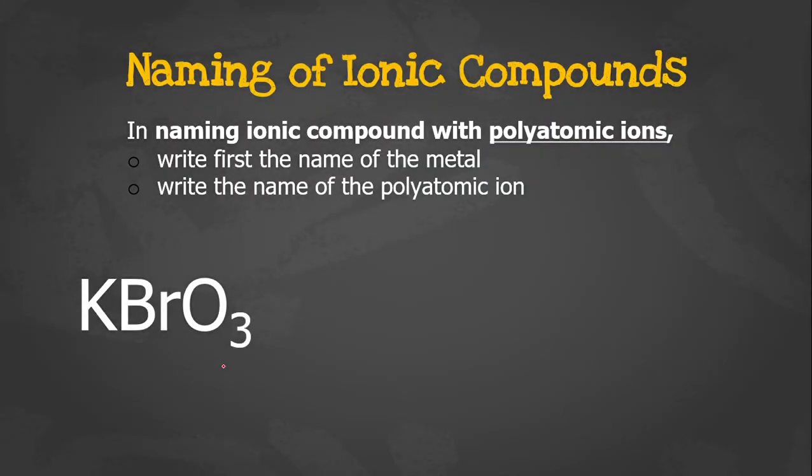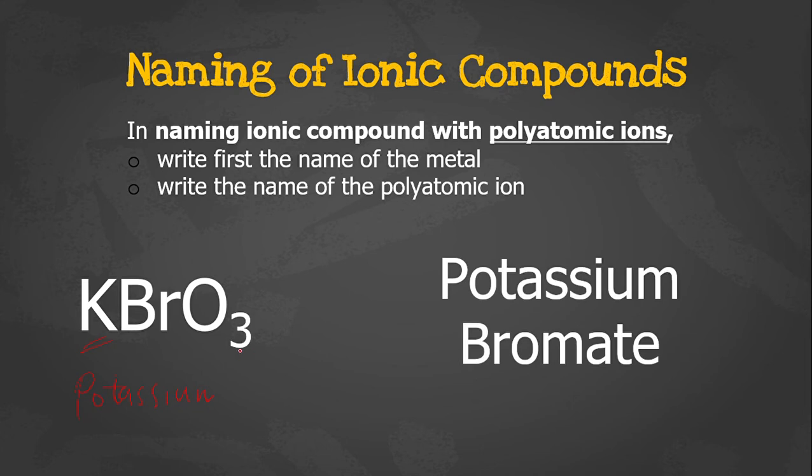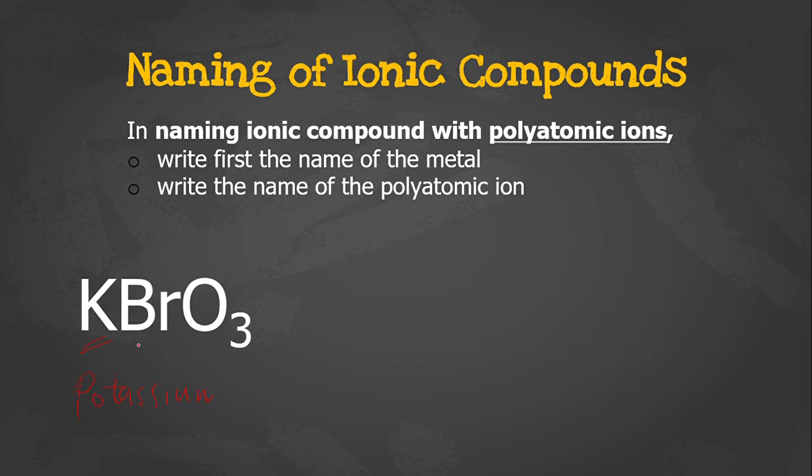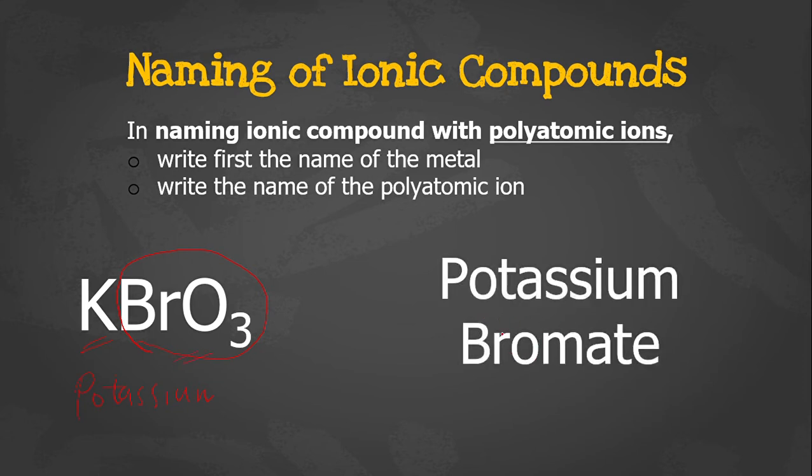So, halimbawa, ito. Ano yung metal natin? Our metal here is K. So, this is potassium. How about itong BrO3? Ayan, yan yung kailangan nyo makabisado. Okay, so this polyatomic ion is called bromate. So, papagsamahin lang natin mga pangalan nila. So, potassium bromate.